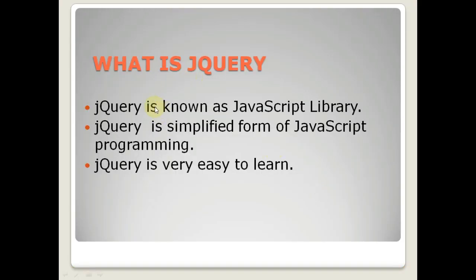jQuery is known as a JavaScript library. What is a library? A library means a collection of functions, a collection of JavaScript functions. jQuery is a simplified form of JavaScript programming, and jQuery is very easy to learn. So it is very easy to understand jQuery because it is in simplified form.